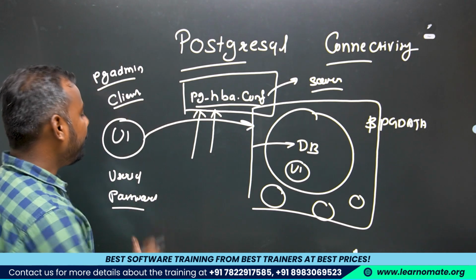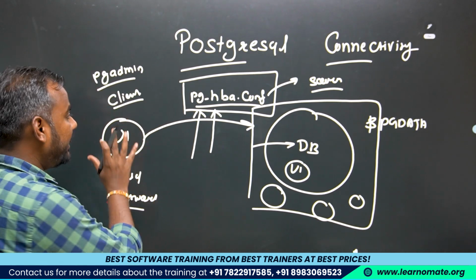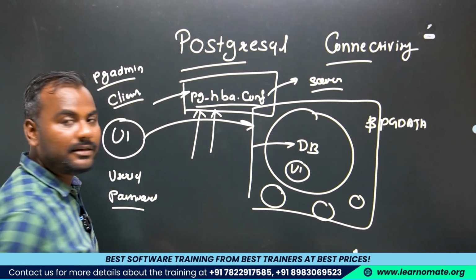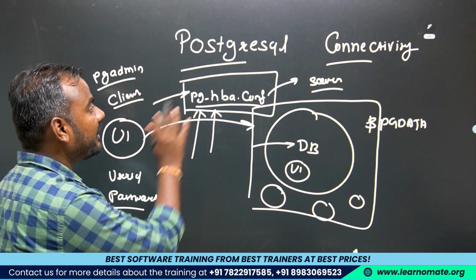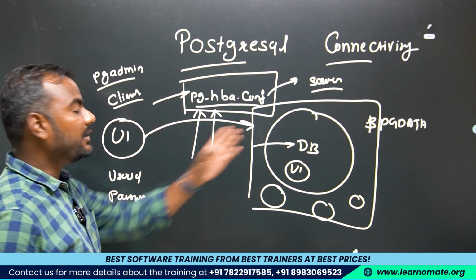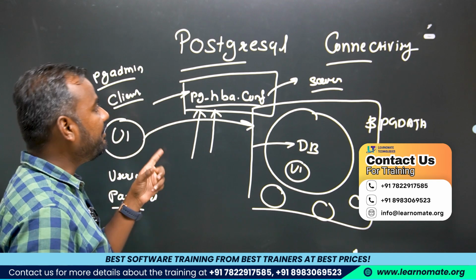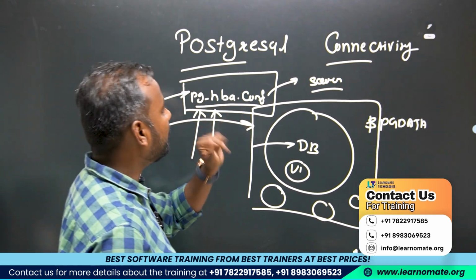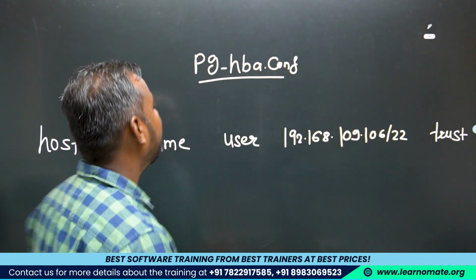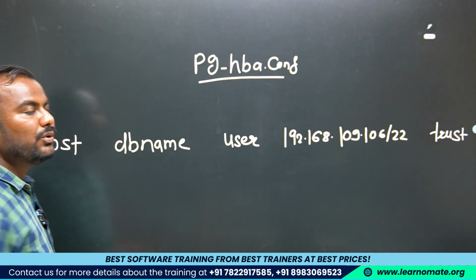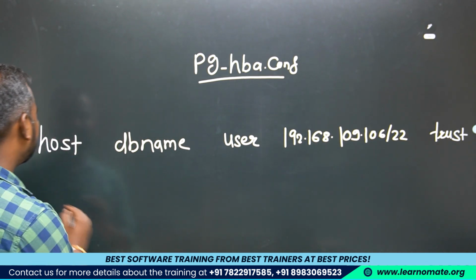But remember one thing: whenever you are creating any user, you need to update that user's details into this file. Without that, this user cannot make connections to the database. I'll give you one sample of the data mentioned in pg_hba.conf. If you open this pg_hba.conf, this is how it will look. Let me try to explain that.